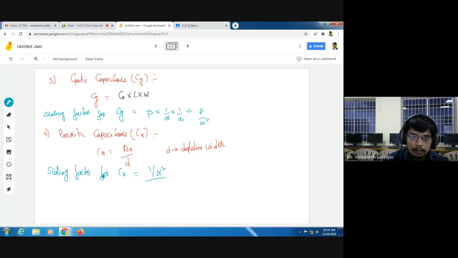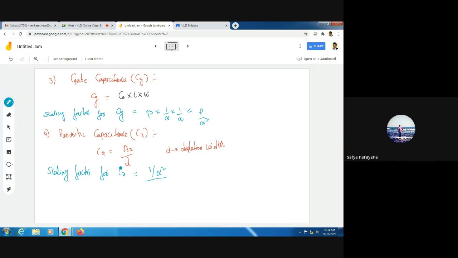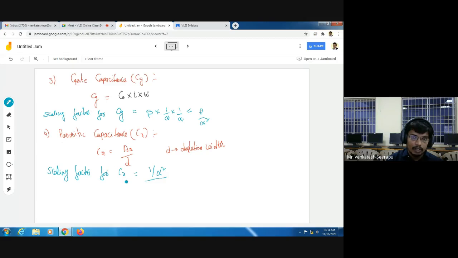The scaling factor for capital D is 1 by beta, sir. Capital D is 1 by beta. Small d is the depletion width, and it is having a scaling factor 1 by alpha only.